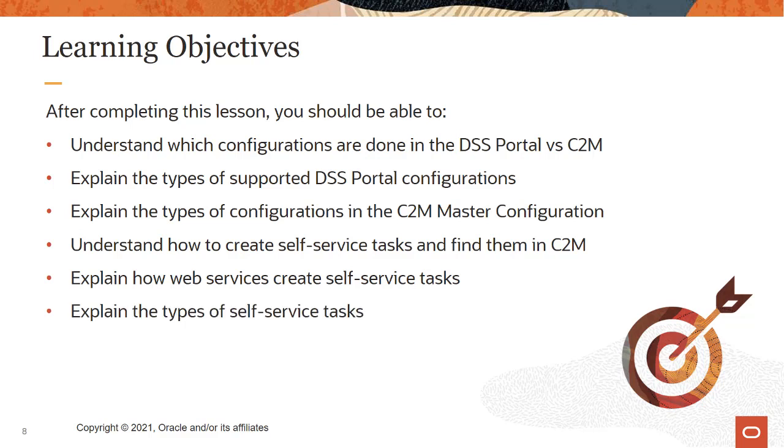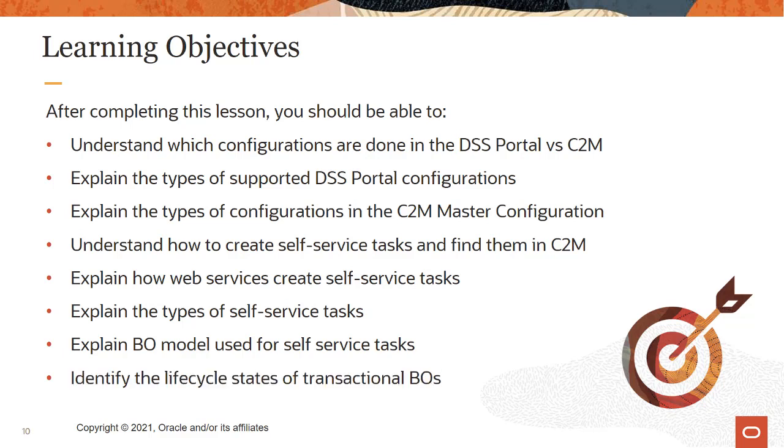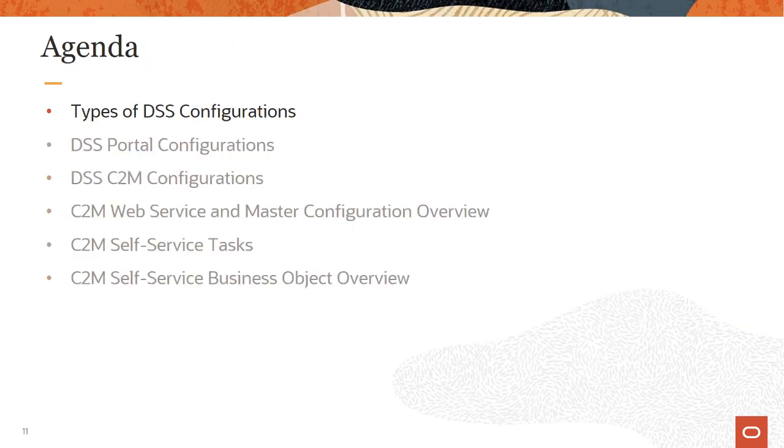You'll be able to explain the types of self-service tasks, as well as the business object or BO model used for self-service tasks. And finally, you'll be able to identify the lifecycle states of transactional business objects. Let's begin by discussing the types of digital self-service configurations.